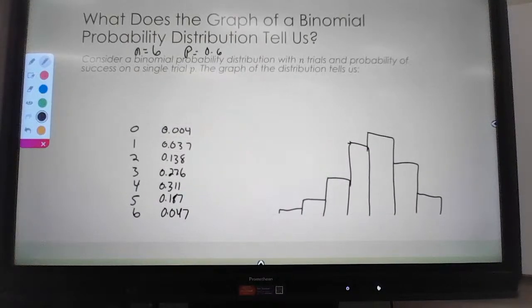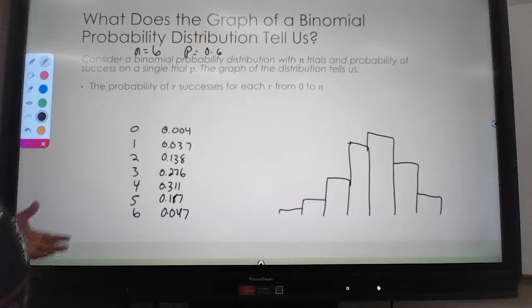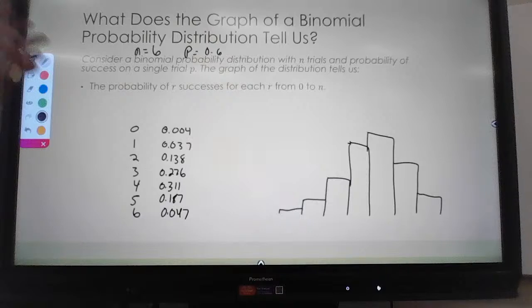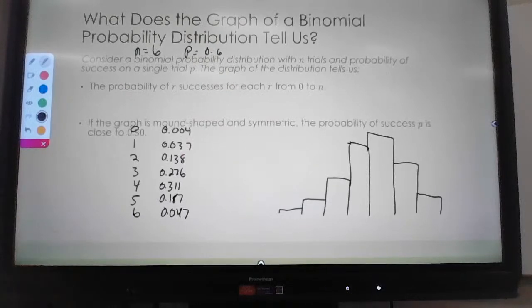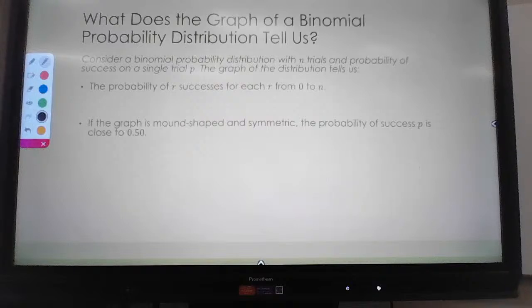So again, consider a single binomial probability distribution with n trials and a probability of success p on a single trial. Here's what the graph of the distribution tells us: the probability of r successes for each r from 0 to n. That's what this distribution tells us. If a graph is mound-shaped and symmetric, the probability of success is either close to or exactly 0.5.